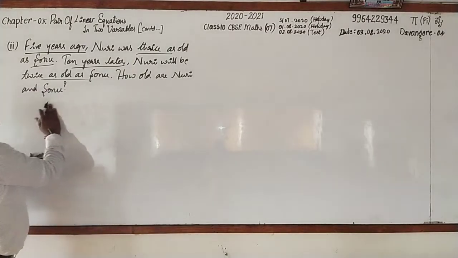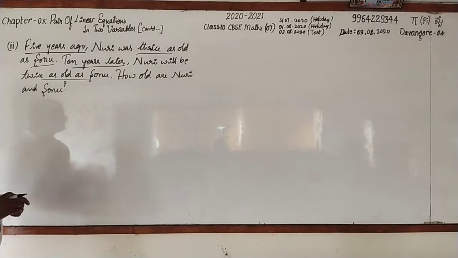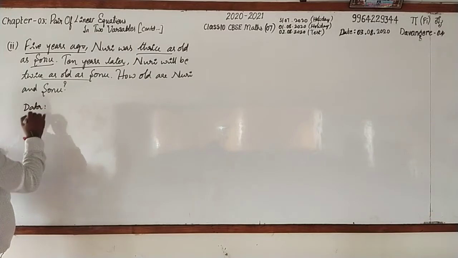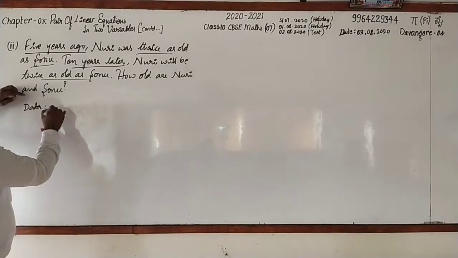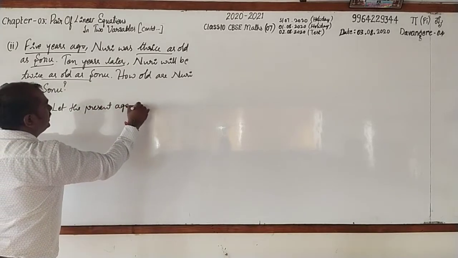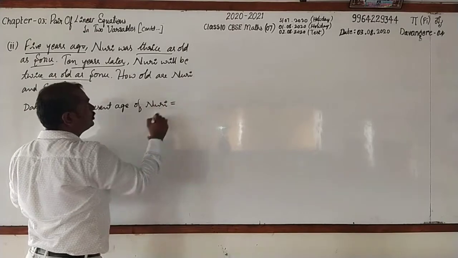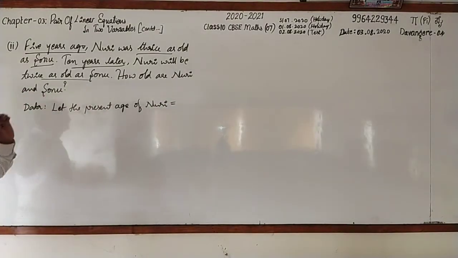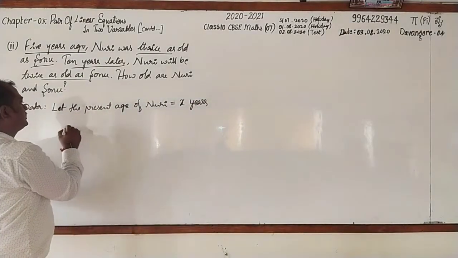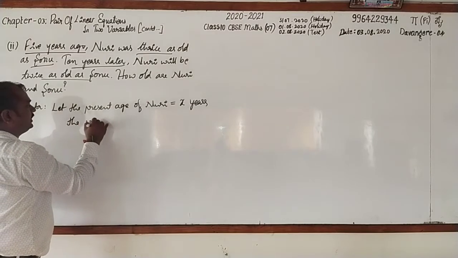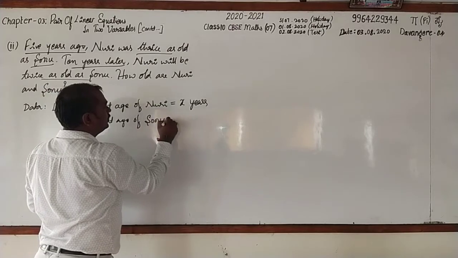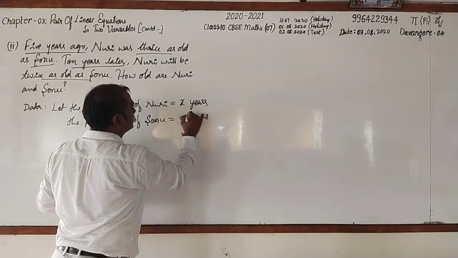Then, how old are Noori and Sonu? Do you know their present ages? It's unknown, right? Now first, let us go for assuming their ages. Let the present age of Noori, there are two persons, one is Noori and another one is Sonu, be x years. Similarly, the present age of Sonu, you may call it as y years.